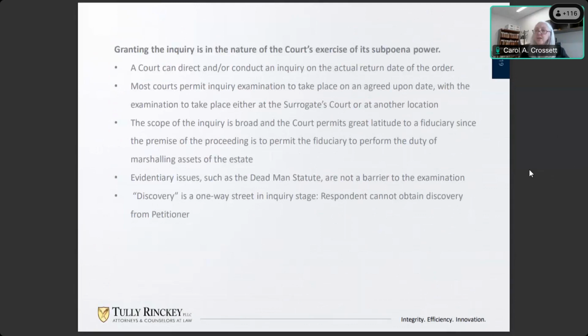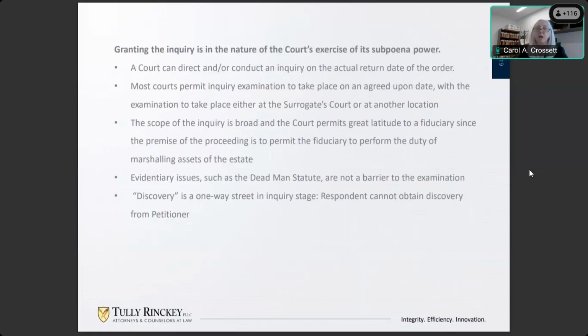The scope of the inquiry is broad because of the fiduciary's duty under law to collect and marshal the assets related to the estate. And that's why that scope of inquiry is very broad, and the court permits great latitude to a fiduciary to conduct these examinations. Evidentiary issues such as the dead man statute can come up, but they're not a barrier on the actual examination itself. We could go into quite detailed length, probably take a whole day, into the application of the dead man statute. That's obviously not going to occur here, and that's for another CLE.